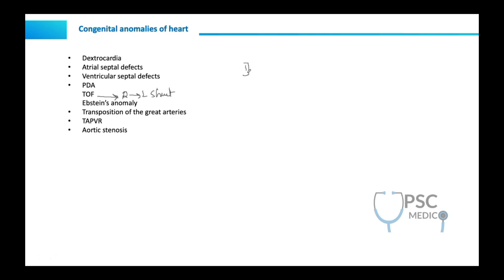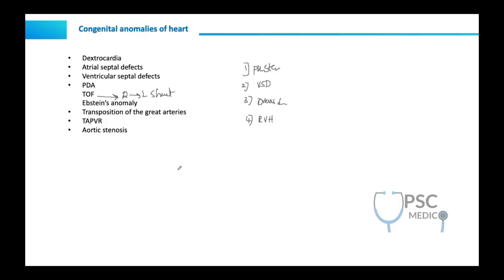So what are the four features of TOF? You have to mention it. They are pulmonary stenosis, that is infundibular pulmonary stenosis, and second is VSD, ventricular septal defect. Third is overriding aorta, and fourth is right ventricular hypertrophy.